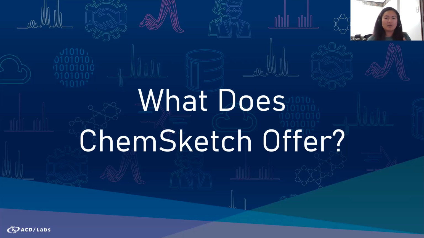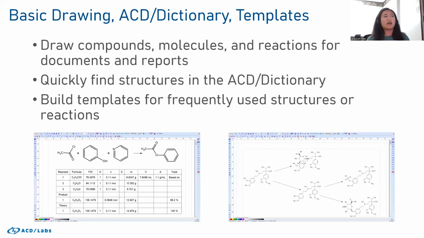So what I want to do is go over a couple of features that I personally think are really cool in ChemSketch, things that I wish I had when I was in school or when I was working, and I just wanted these things to be generated really fast. Of course, in ChemSketch, you have your basic drawing of compounds and molecules. You can draw reactions for documents and reports.